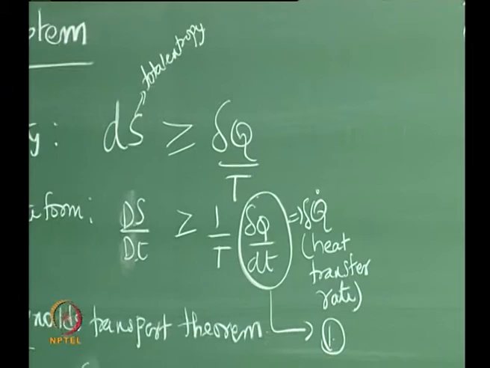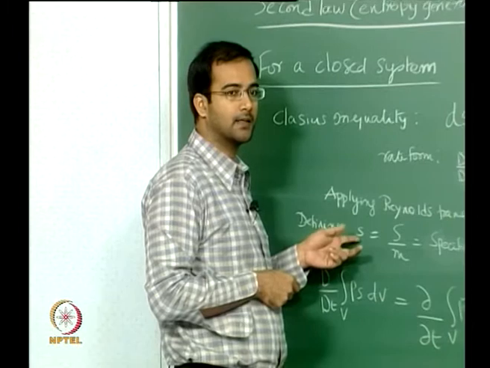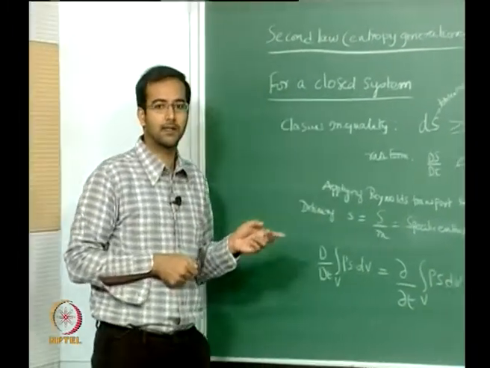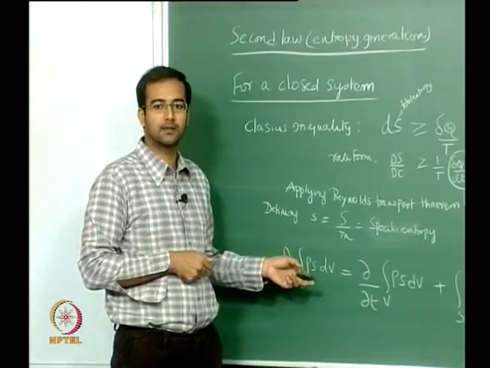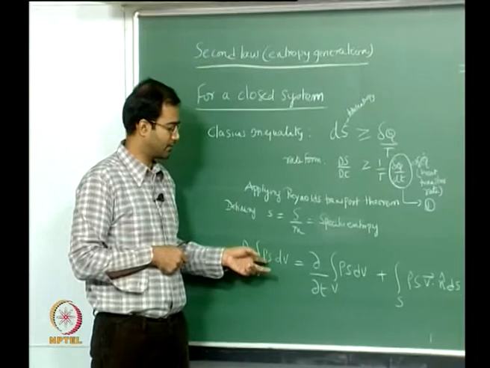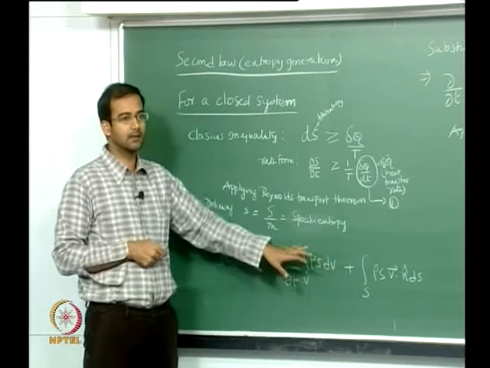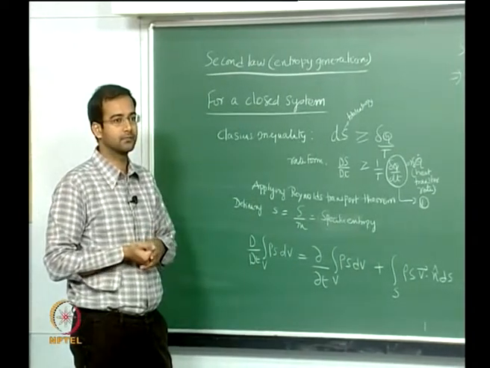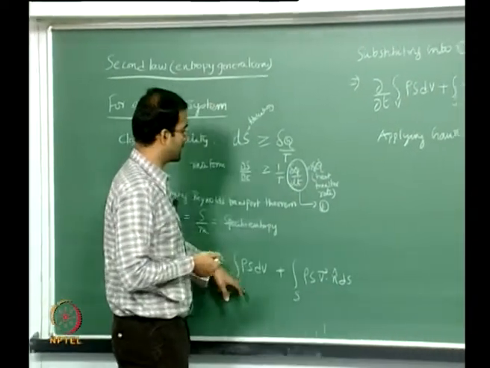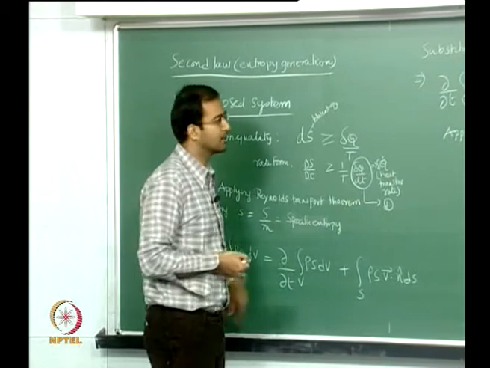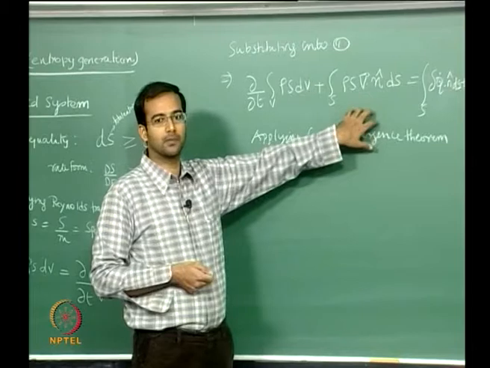So you can define a property called the specific entropy. In the Reynolds transport theorem, the alpha is a property per unit volume, right? So that can be expressed as rho times the specific entropy. We can expand this using the Reynolds transport theorem like this. Now the right hand side applies for an open system. So if you substitute this Reynolds transport theorem expression into equation 1, this is your equation which defines the conservation of entropy for an open system.